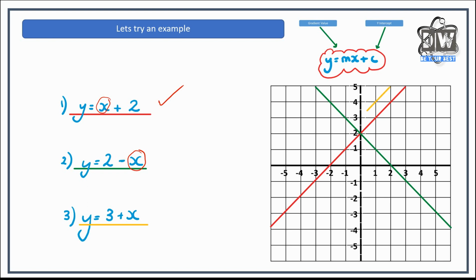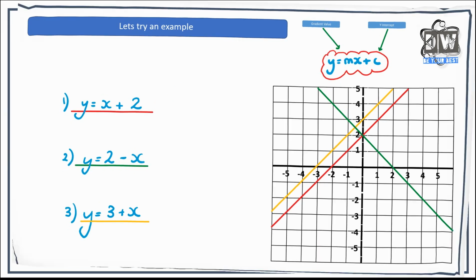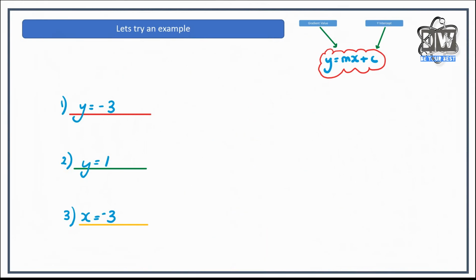So the matching one was actually the yellow, because we still have our positive gradient and we just have a different y-intercept value there. Right, let's go for another one. I'm sure now you're well away with it.